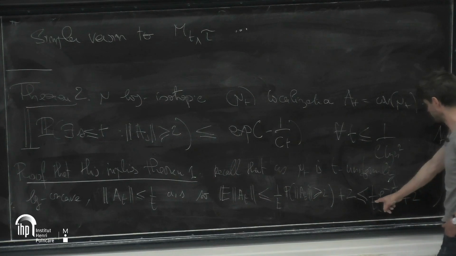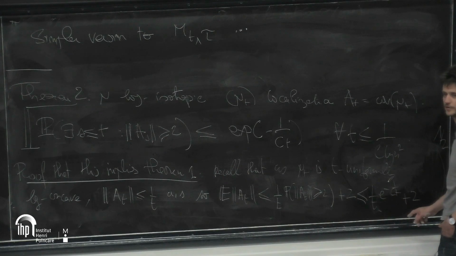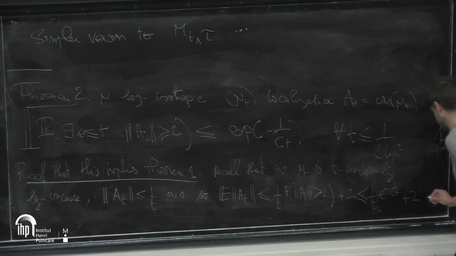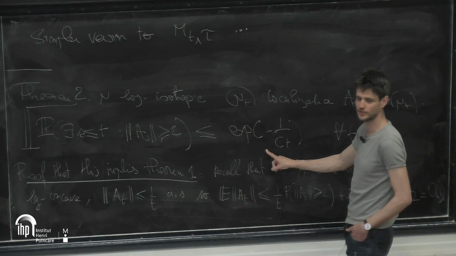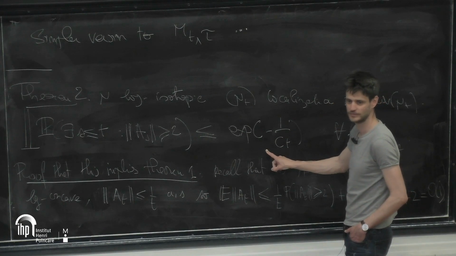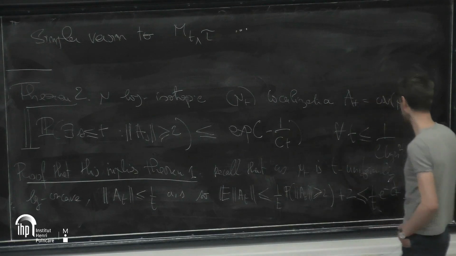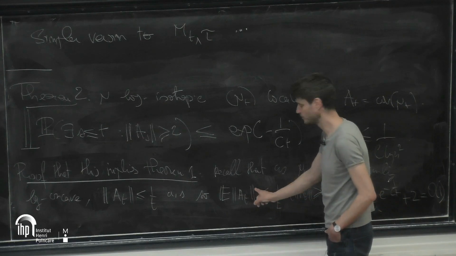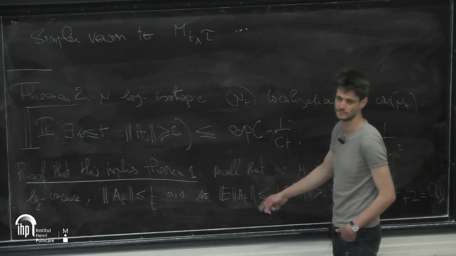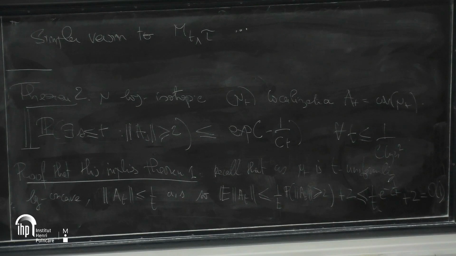And this 1 over t e to the minus 1 over t is a bounded function. So this is O of 1. Well, you see that this deviation bound is kind of an overkill for what I want. For instance, from this statement and with the same proof, I could give you a bound on any moment of the norm of AT. For what it's worth.